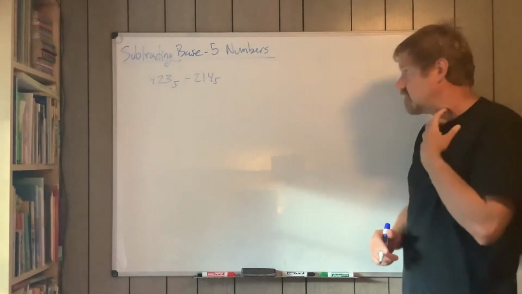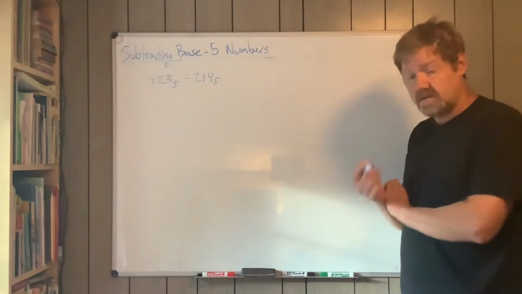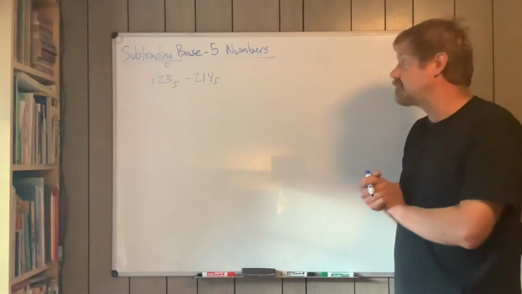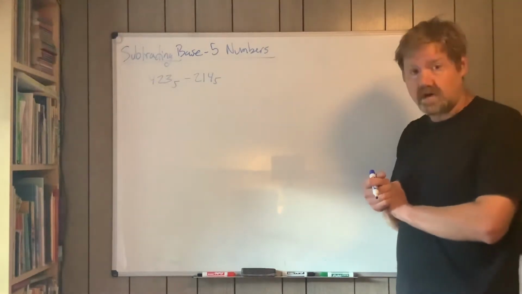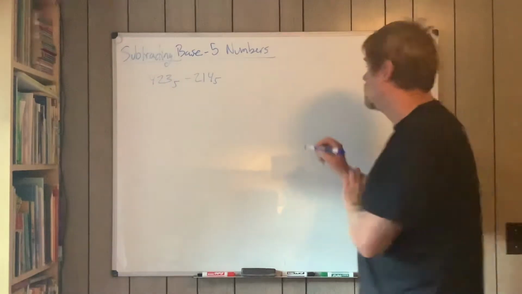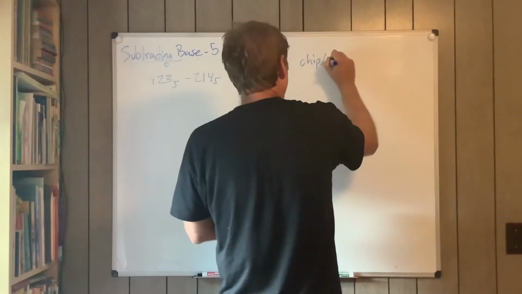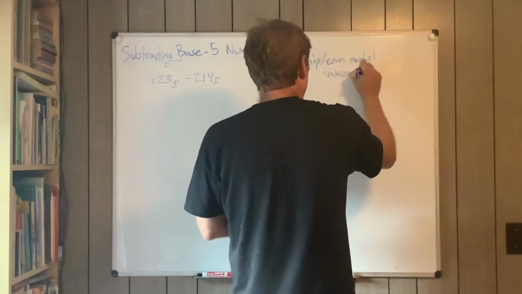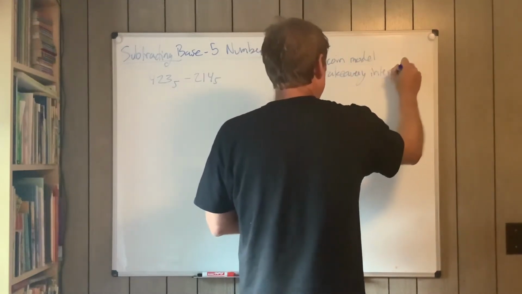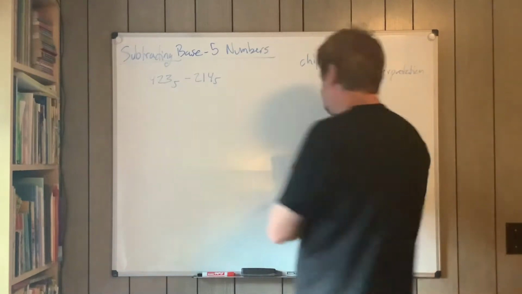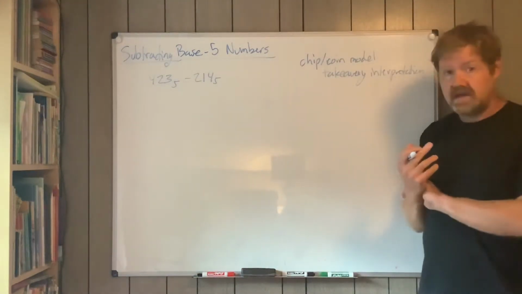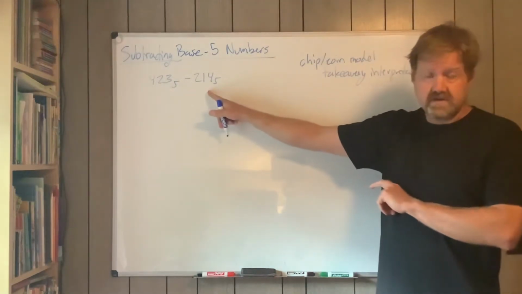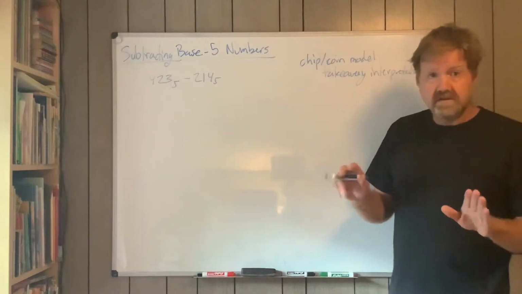Okay, so let's first of all just do a coin model. And again, what we're going to be doing with this, just like we did with the decimal stuff, is do a chip model as a takeaway. So chip/coin model, takeaway interpretation. What we mean by this again is we're going to write down the minuend, we're going to cross off the subtrahend, and that's it. So you don't write both pieces.